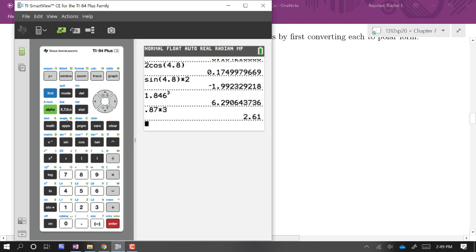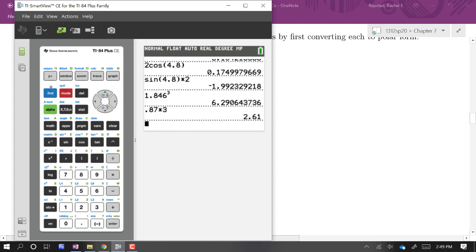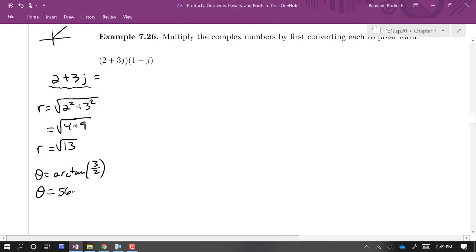And I think I'll go ahead and put myself in degree mode. You could be in radian mode if you like. 56.3 degrees. So 2 plus 3j is root 13 at 56.3 degrees. We'll do the same thing for 1 minus j.